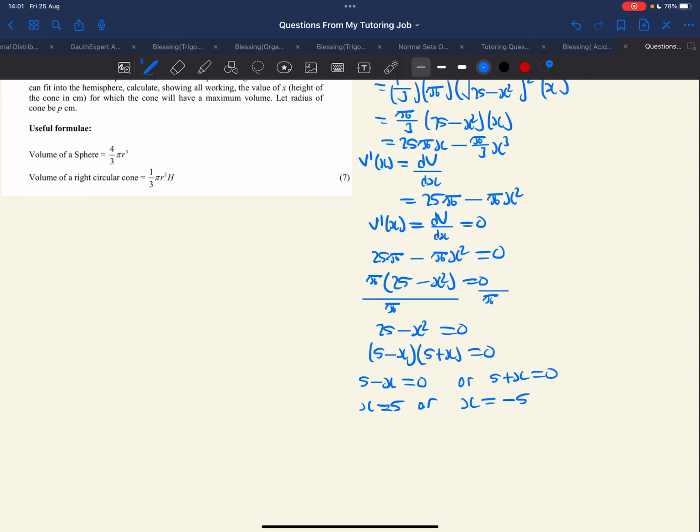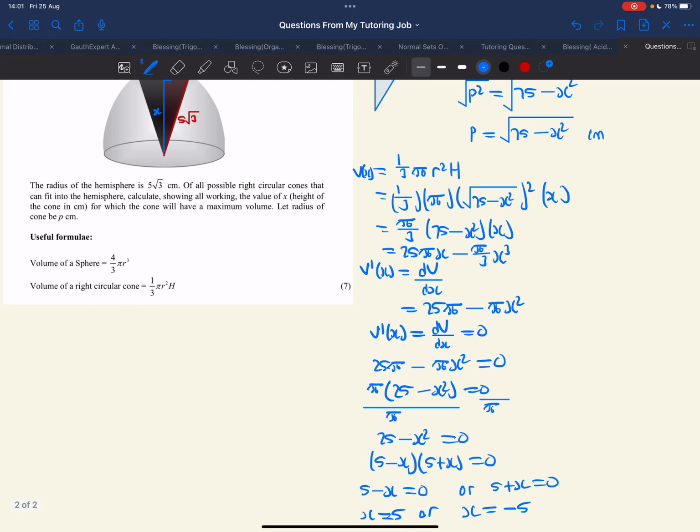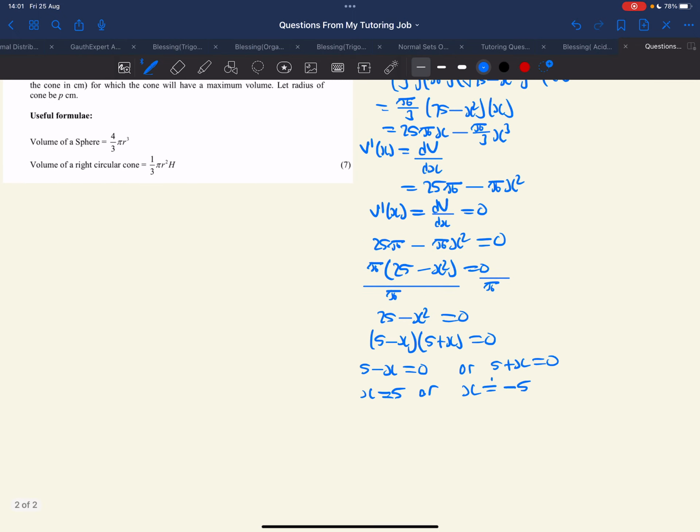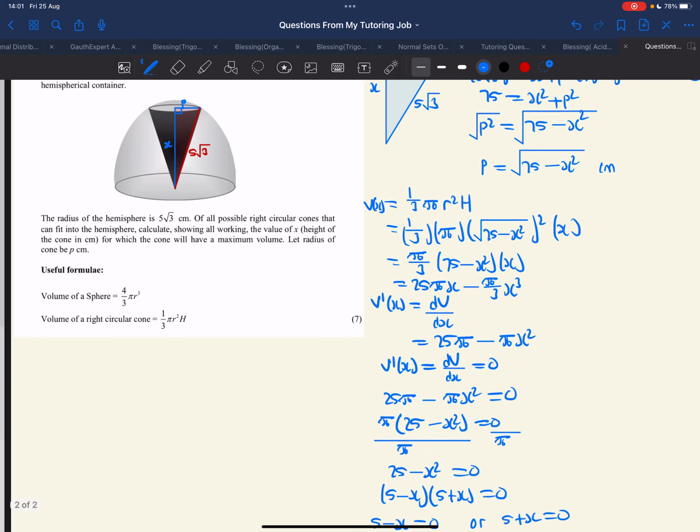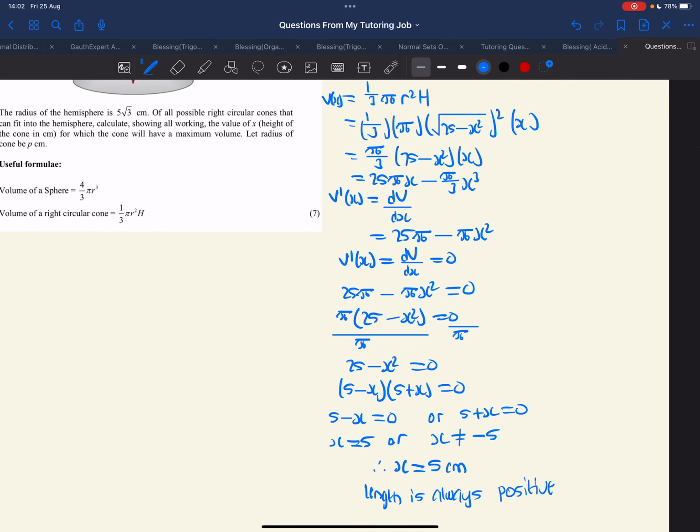Now can you see that here we are still dealing with length, because x is a height, so it's a length. So that cannot actually happen. Therefore, x equals 5 centimeters, because remember, length is always positive. Basically that's how you could have solved that whole question.